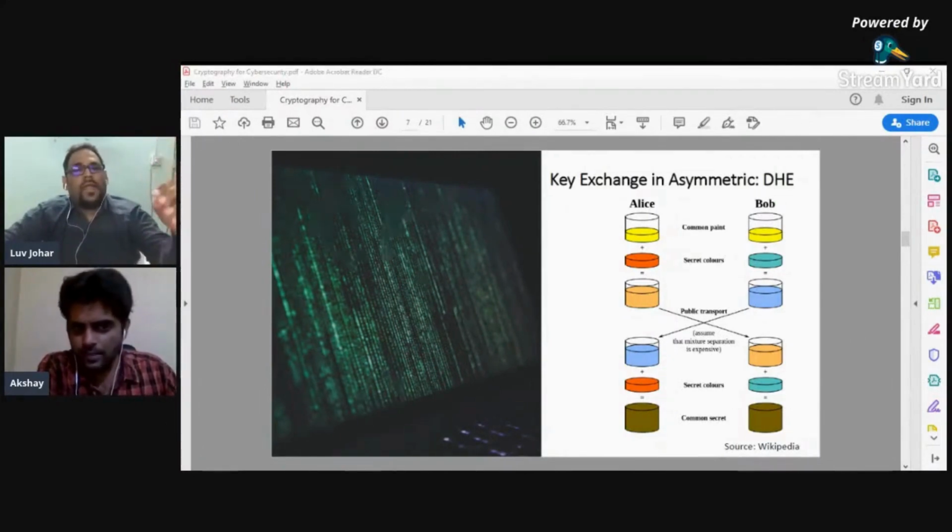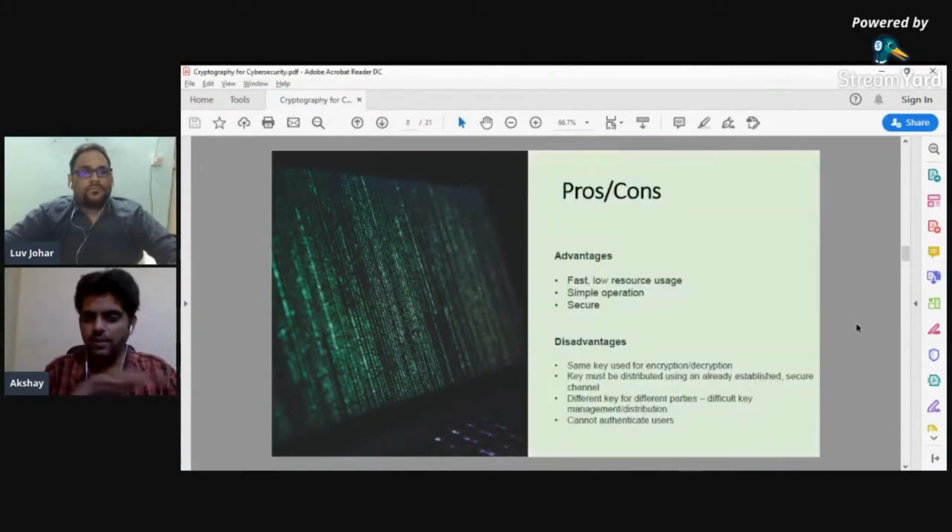So the idea of having a shared key is that it's very fast. Let me first discuss the pros and cons. The pros are that it's a faster process, it requires fewer resources, and the operation is simple and has a security aspect to it.